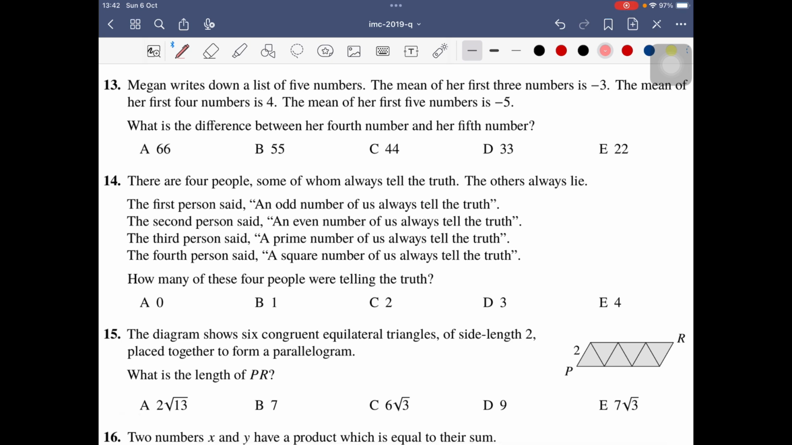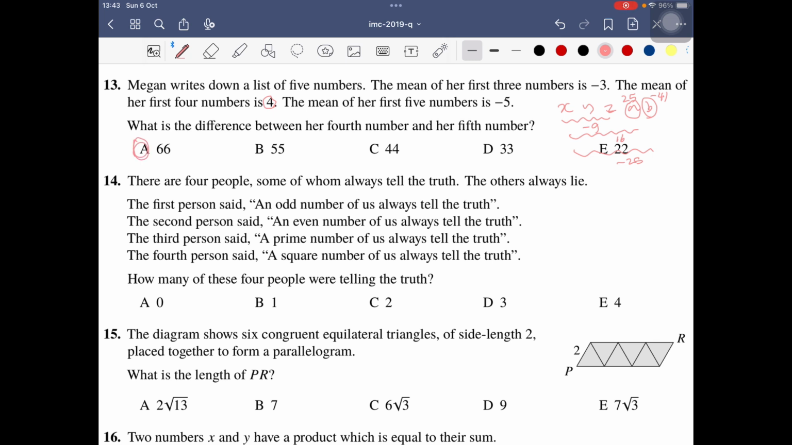We write down a list of 5 numbers. The mean of our first 3 numbers is negative 3, of our first 4 numbers is 4, and of our first 5 numbers is negative 5. What is the difference between the fourth number and the fifth number? Okay, so x, y, z, a, b, let's say. x plus y plus z over 3 is negative 3, so the sum of these 3 numbers is negative 9. The sum of these 4 numbers is 4 times 4, 16. The sum of these 5 numbers is negative 5 times 5, negative 25. So maybe this number is 25, and this number is negative 41. So the difference between the 2 numbers is 66.